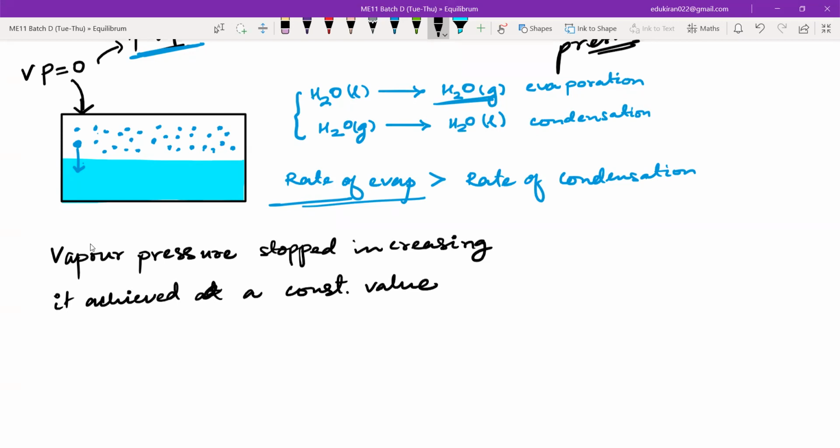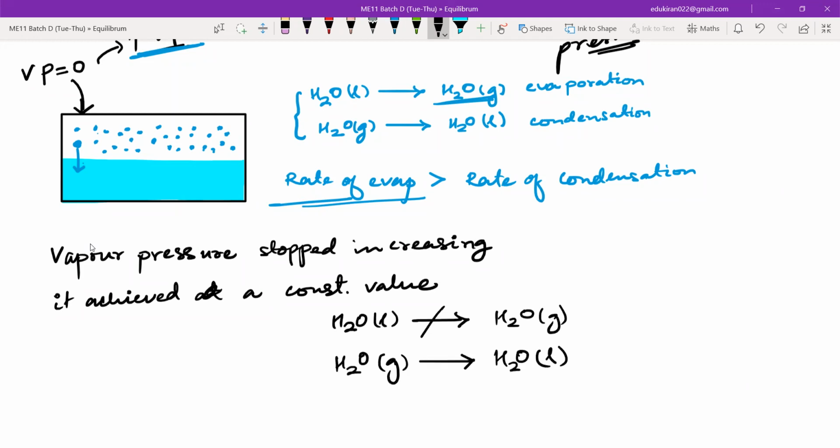So there are two things that can be said. If there is some water, there is some vapor pressure, there is some value. It is not zero. There is some value of the vapor pressure, but the value is now not changing. What does that mean? Does it mean that the water H2O liquid stopped converting into H2O gas? And what does it mean? Water gas stopped converting into water liquid. Does it mean that these two conversions stopped? What do you think, guys?